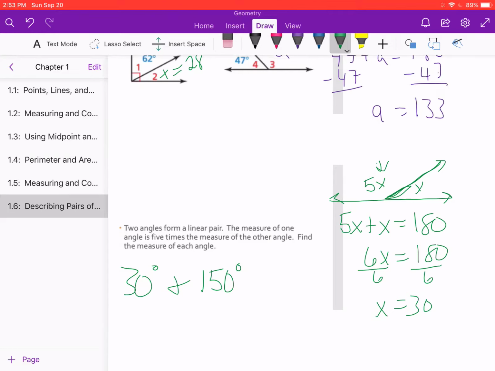When you're doing these problems, when in doubt, just draw a picture using the words that they give you. Your picture is not going to be perfect, but it'll at least give you a visual representation that's easier to go off of than words.